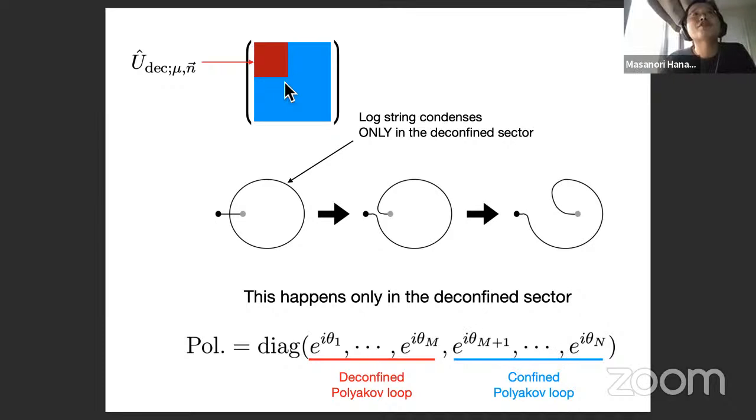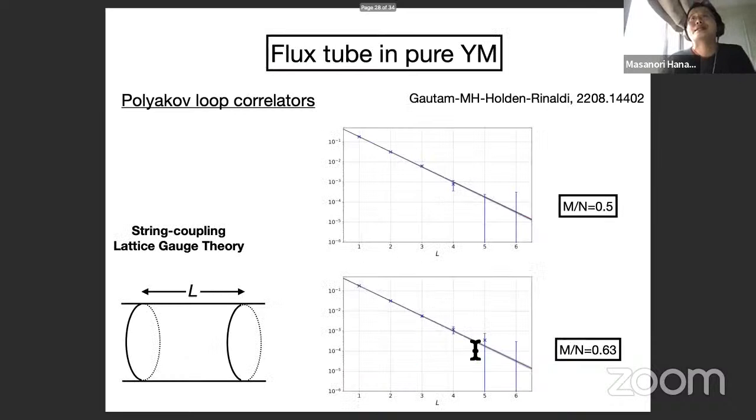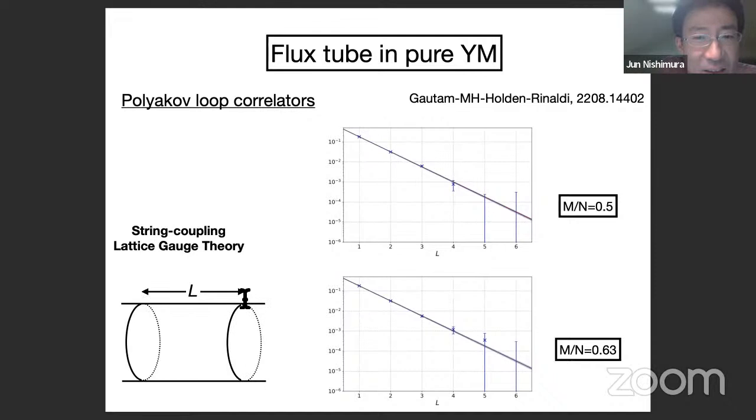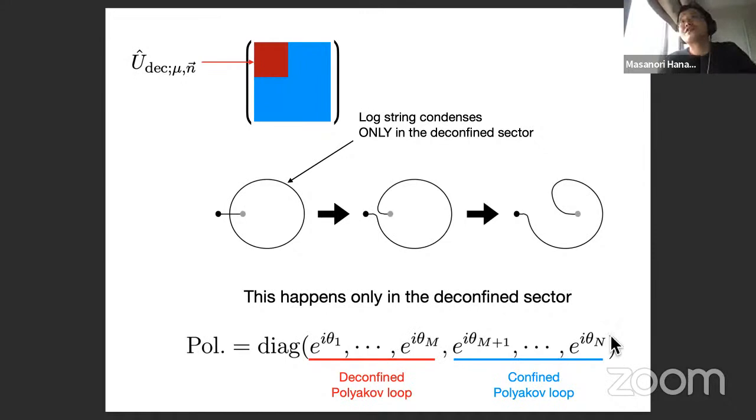Okay, so we have this splitting. Yes. And this part has a uniform distribution. Yes. This part has no uniform distribution. And we took the two-point function of this part. This is the two-point function. So this is one Polyakov loop, this is another Polyakov loop, and the distance is L. I see. Yeah, and separation into the deconfined sector and the confined sector is crucial. Otherwise, you don't see this exponential decay.